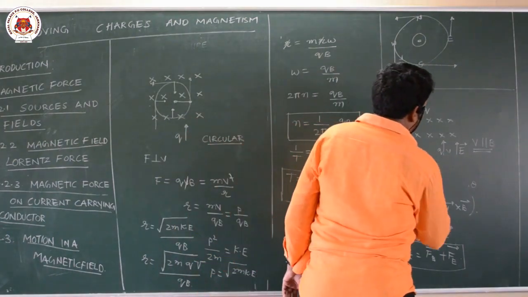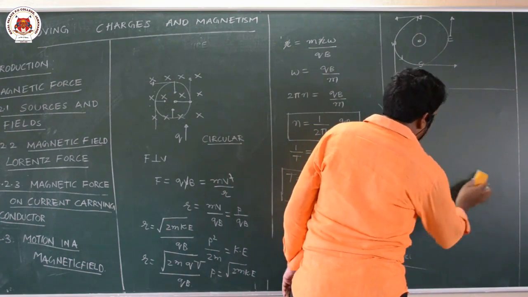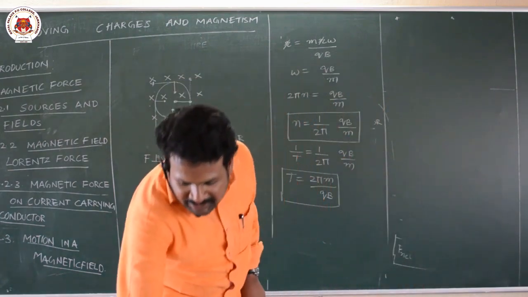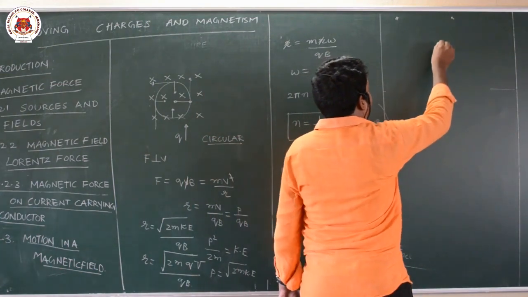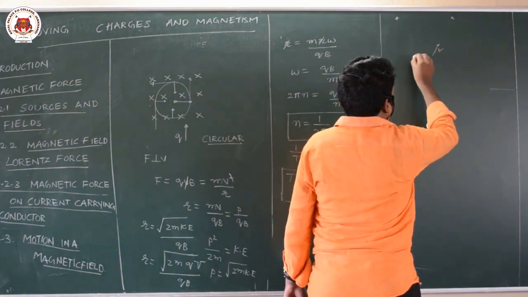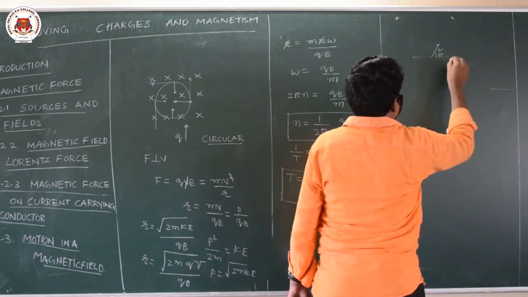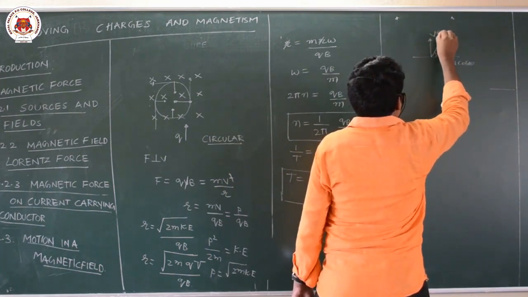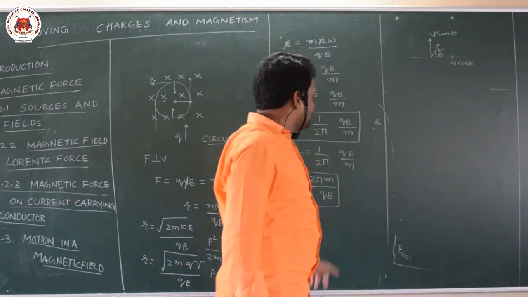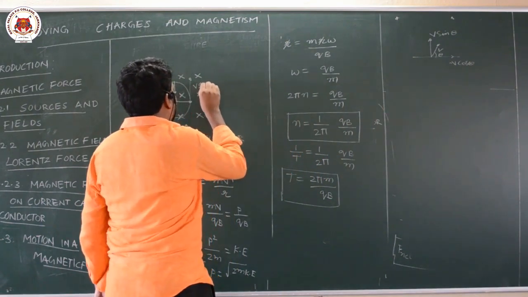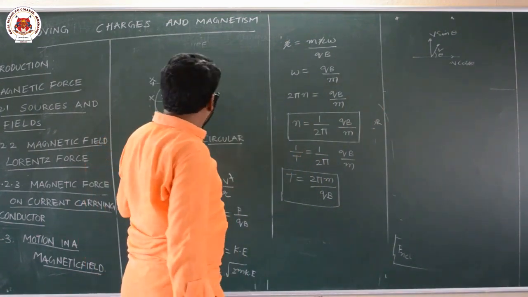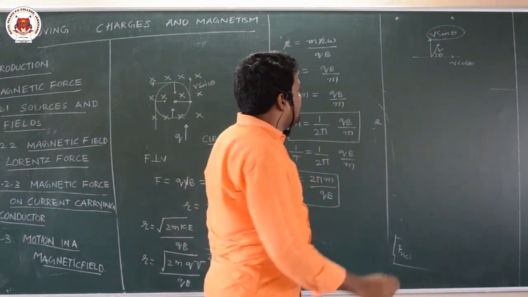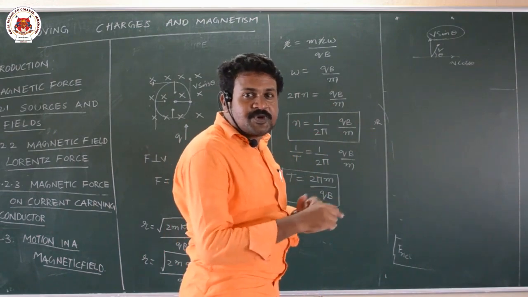Suppose a charged particle is not projected perpendicular to the magnetic field, but at a certain angle. If I project it with a certain angle theta to the horizontal, then this will be V cos theta and this will be V sin theta. V sin theta will be perpendicular to the magnetic field, and V sin theta provides the necessary centripetal force, whereas V cos theta pushes the charged particle forward.